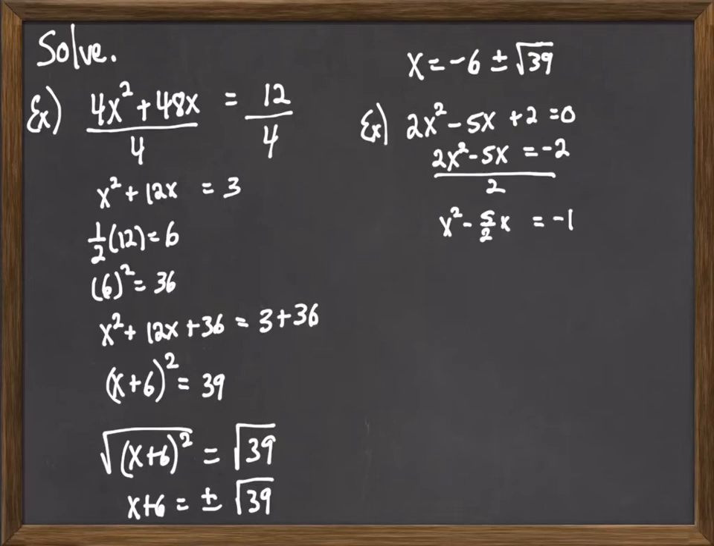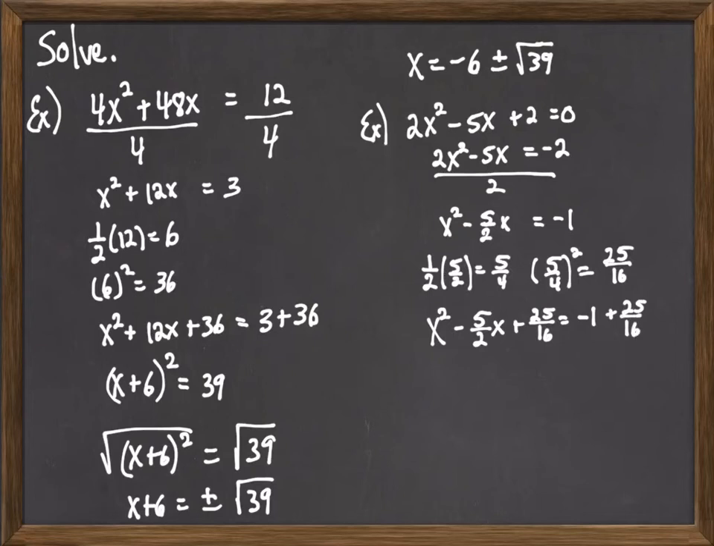And a lot of people see that 5/2 and start freaking out because it's a fraction. We still do it the same way. Whatever that number is, we take half of that number. It's 5/4. We then take that answer, 5/4 in this case, and we square it. That's what we're going to have to add. Even though that middle term's a fraction, we still have a number that we can add. We add that to both sides.